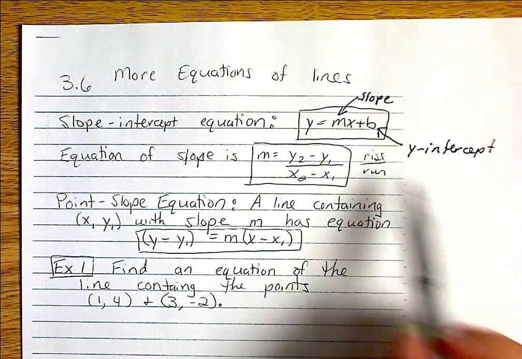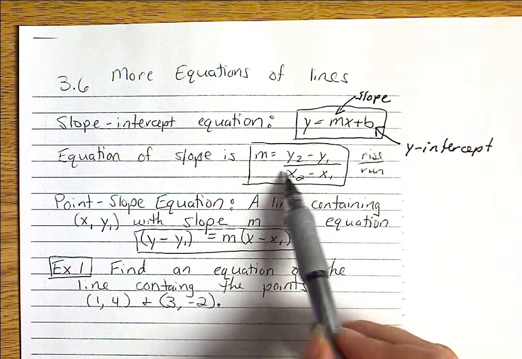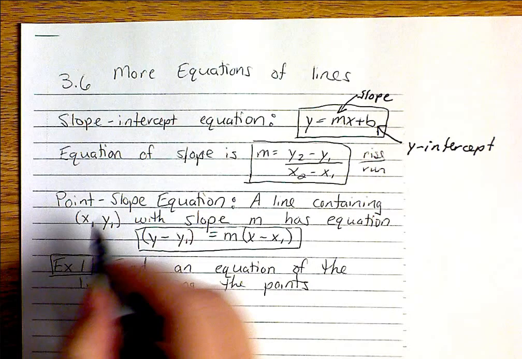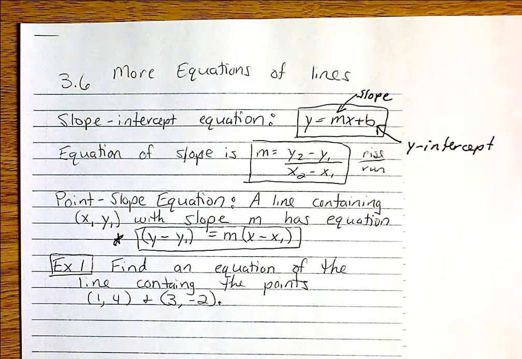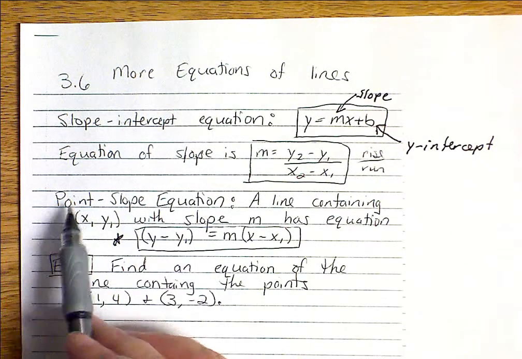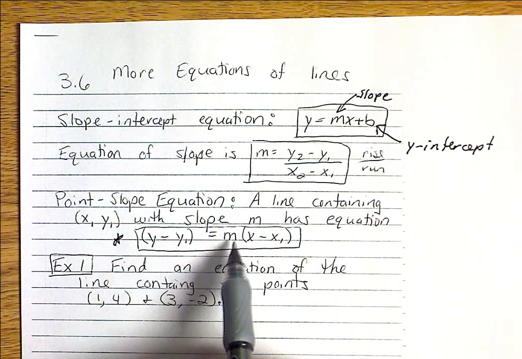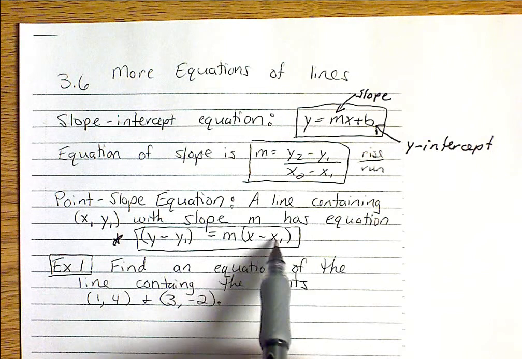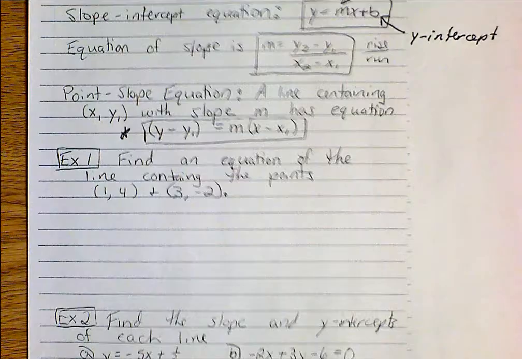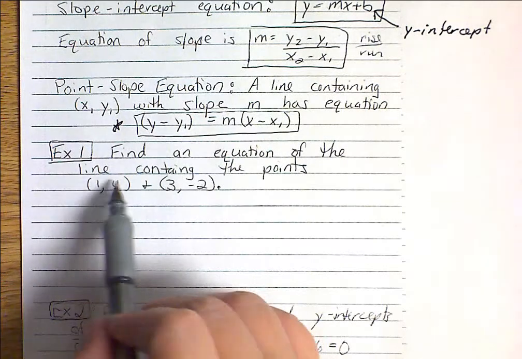To find a slope, remember, all you do is you take your y's and you subtract them over your x's and you subtract them. The equation that you're going to use a lot today is called the point slope equation. If you have a point and you have a slope, you use this. It says y minus y1 is equal to m times x minus x1.